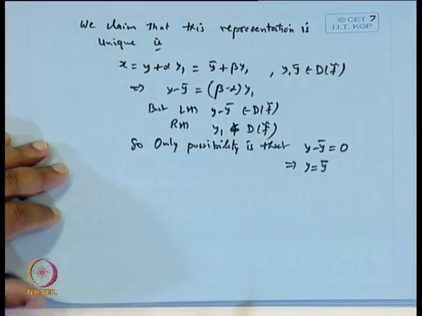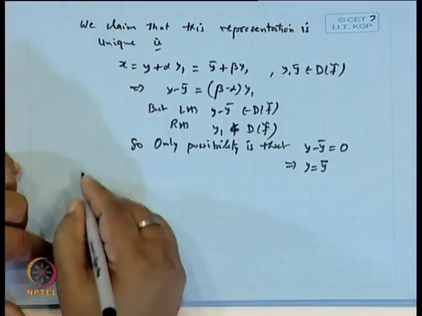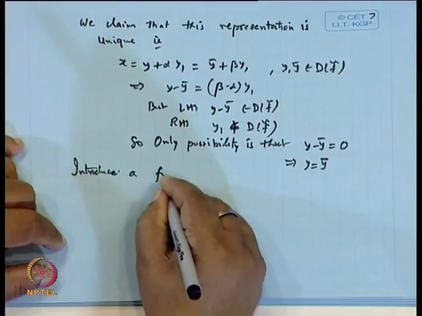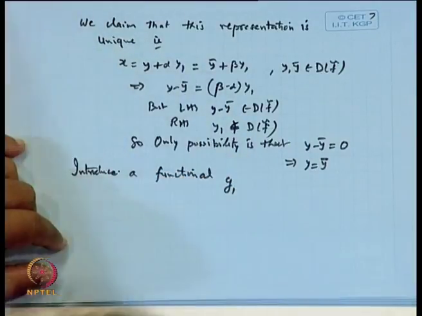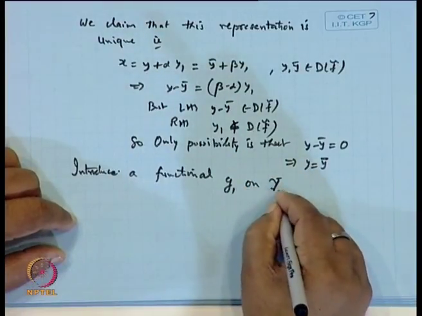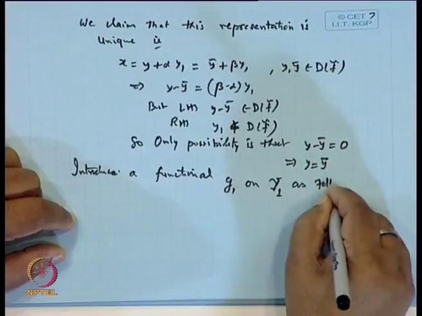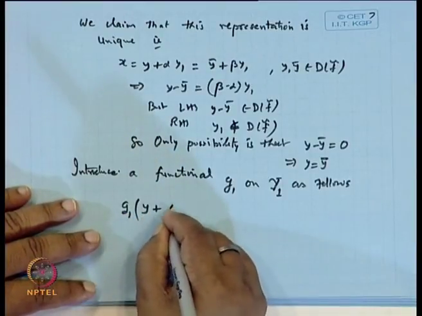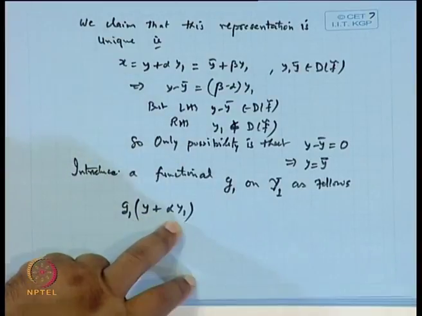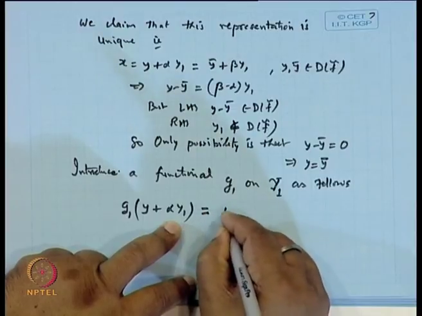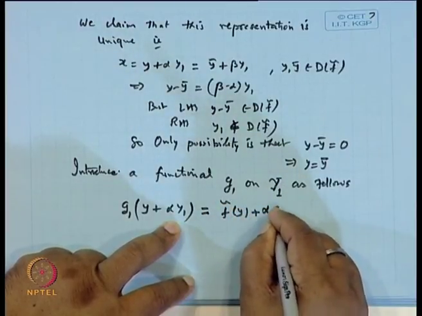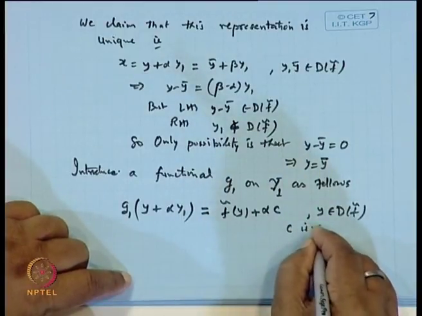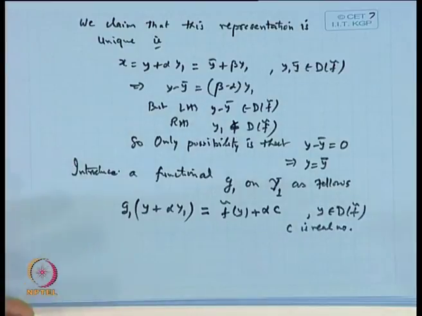Now, once we have this representation, let us introduce a linear functional. So, introduce a functional G1 on this subspace as follows. We are defining G1 on an element of the form y plus alpha y1, where y is in the domain of f delta and y1 is a point not in it, as f delta y plus alpha into C, where y belongs to the domain of f delta and C is a real number.